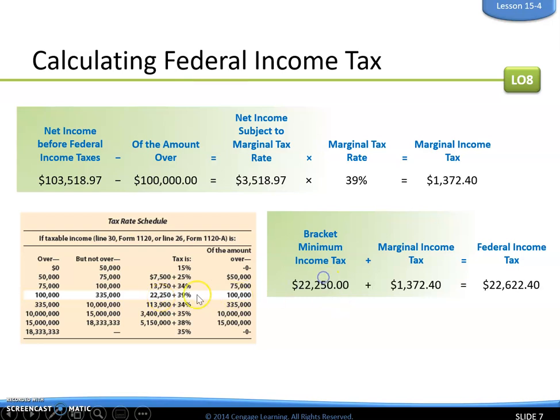Now, that's not all the tax, because remember, we also had that minimum, that base amount of tax that we have to pay. That's going to be the $22,250. So we're going to take that base amount, that minimum amount, and add to it what we figured out for that marginal income tax to get our total federal income tax of $22,622.40.